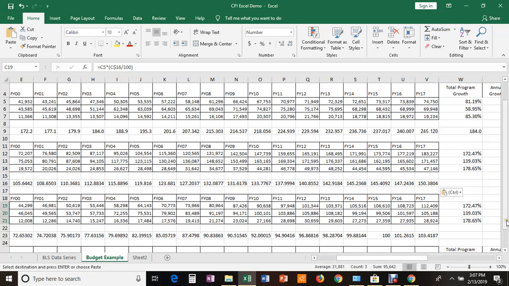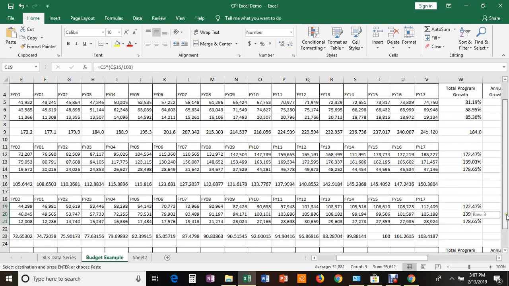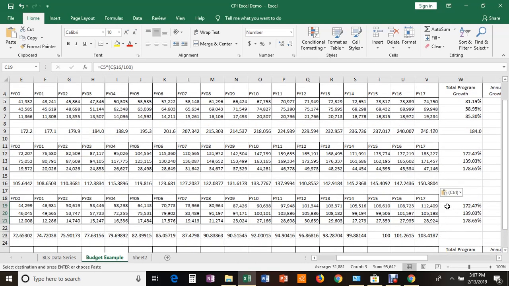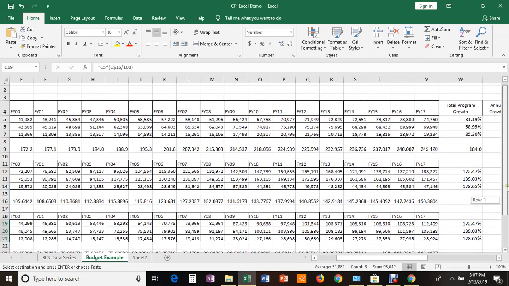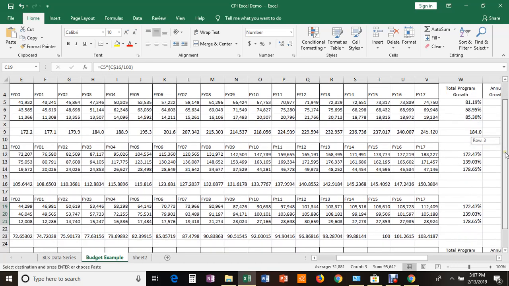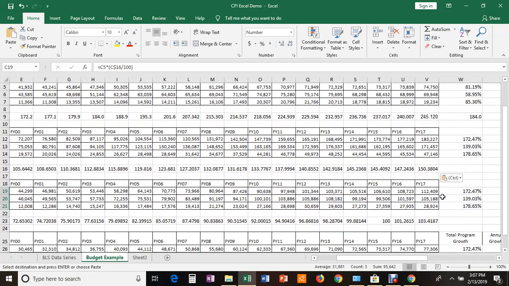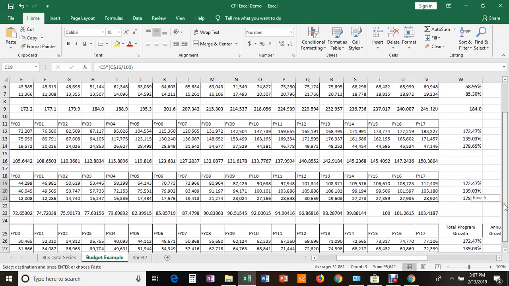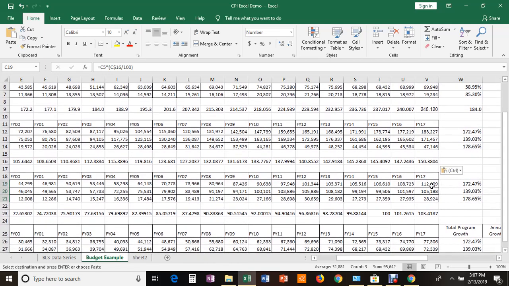And so what I know is that when I spent $112,409 in FY17 for this program, that nominally I spent $74,000, that would be the same as approximately spending that much money in 1983, or 1998, I should say, 1998 dollars for that program.